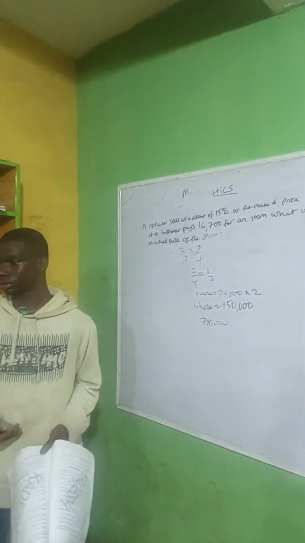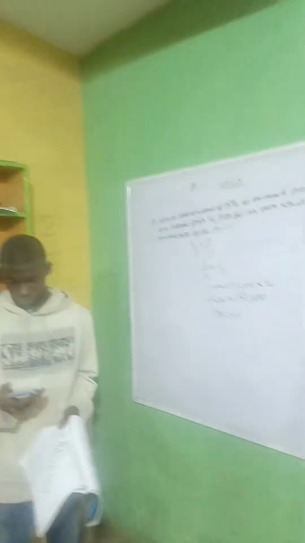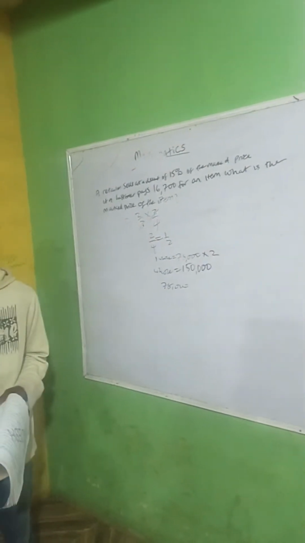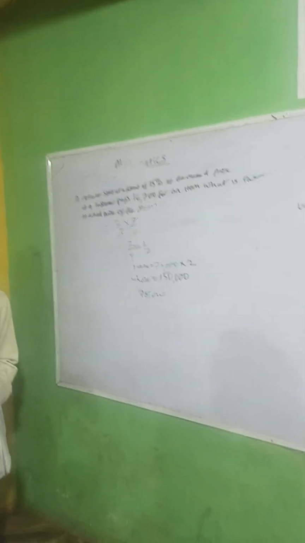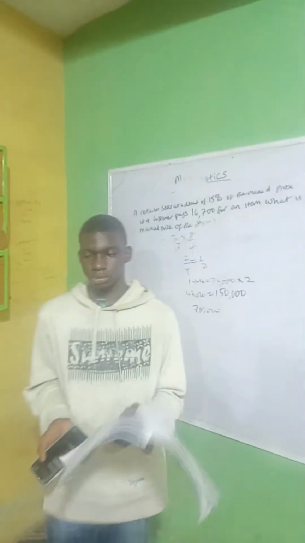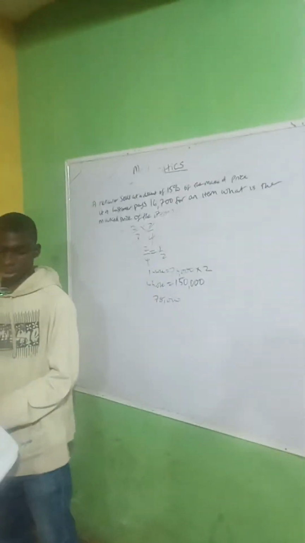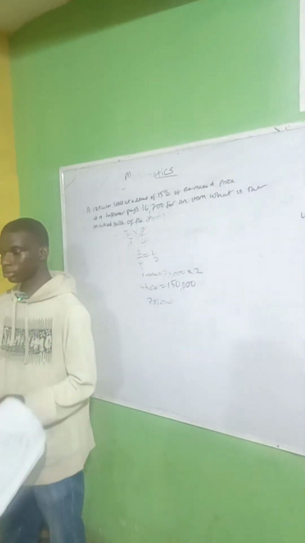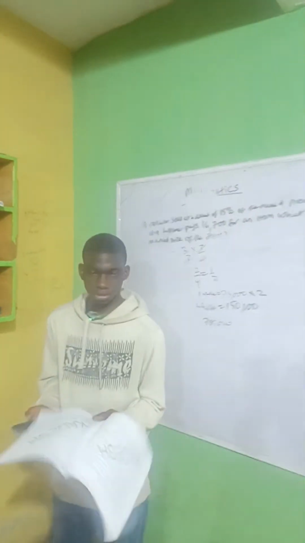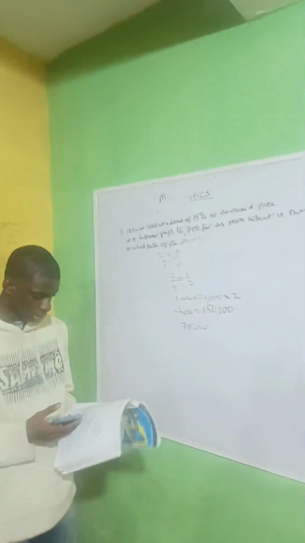How do you get this? 625 is 5 raised to power 4. So they are now the same base. So x minus 2 is equal to 4. It's just as if instead of writing 625, you now write 5 raised to power 4. Then you cancel the 5. You now have x minus 2 equals 4. So I'm going to get the answer.